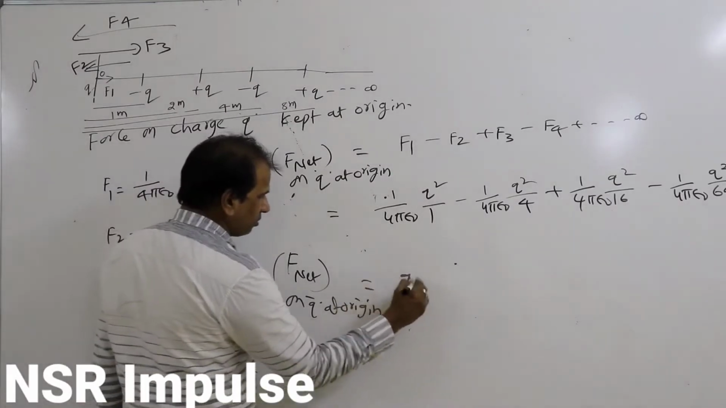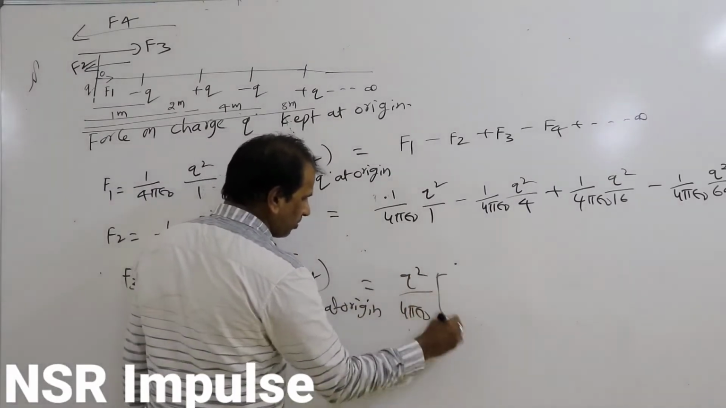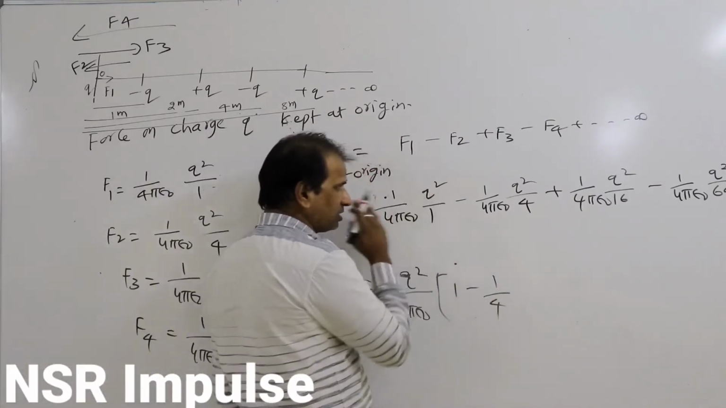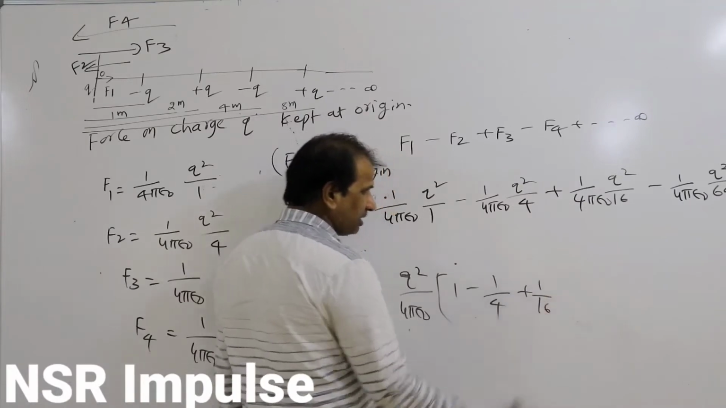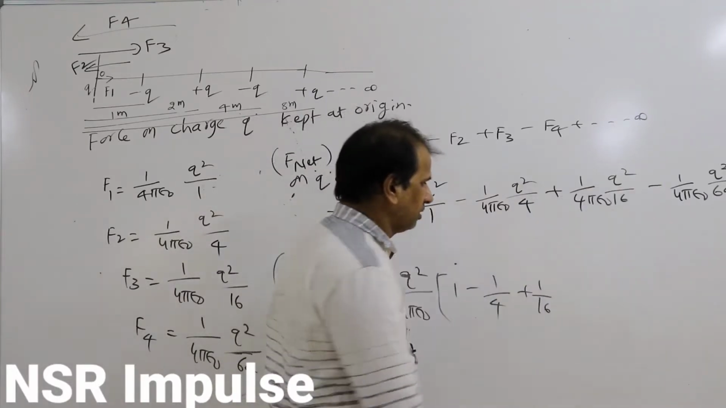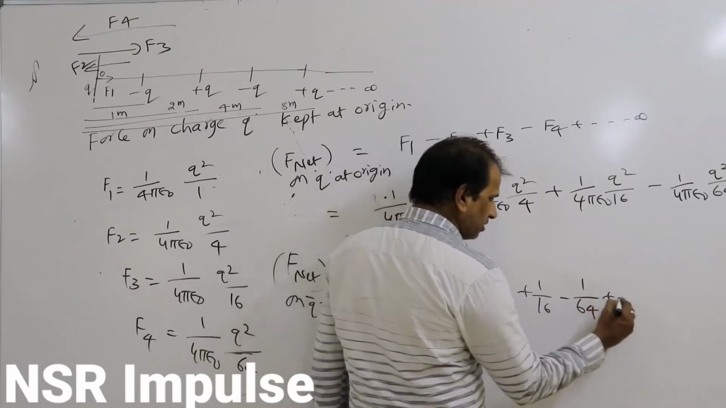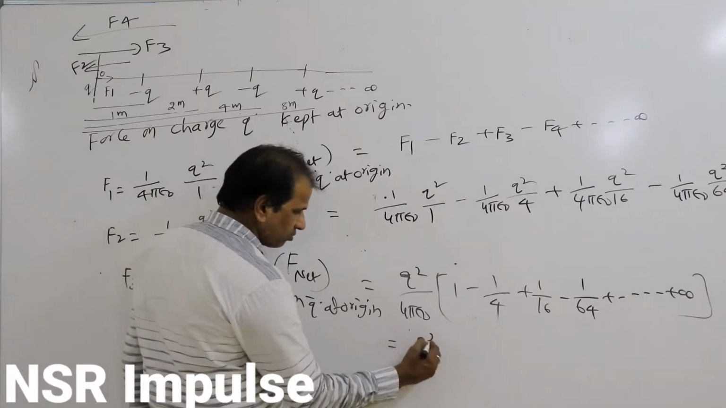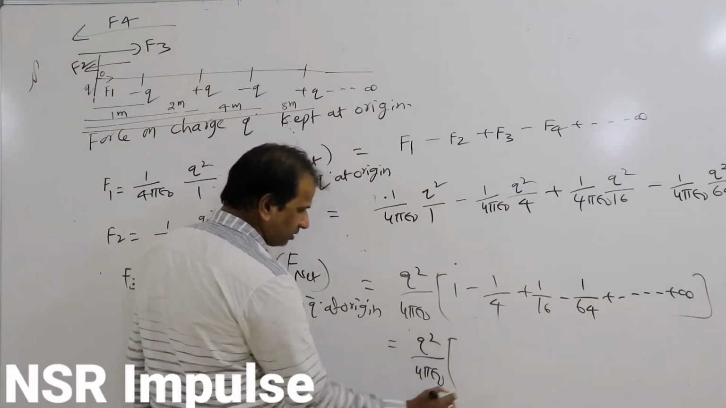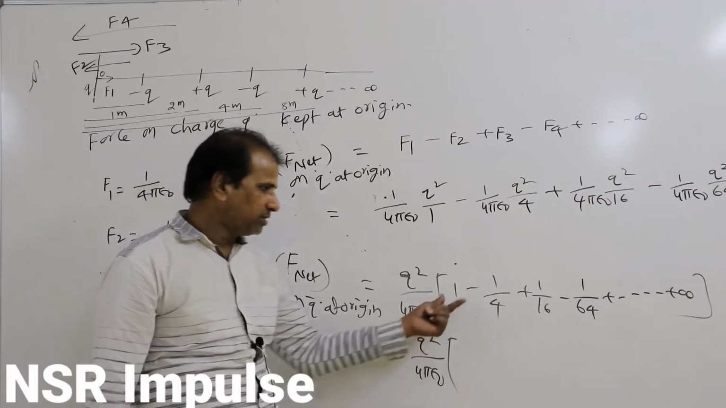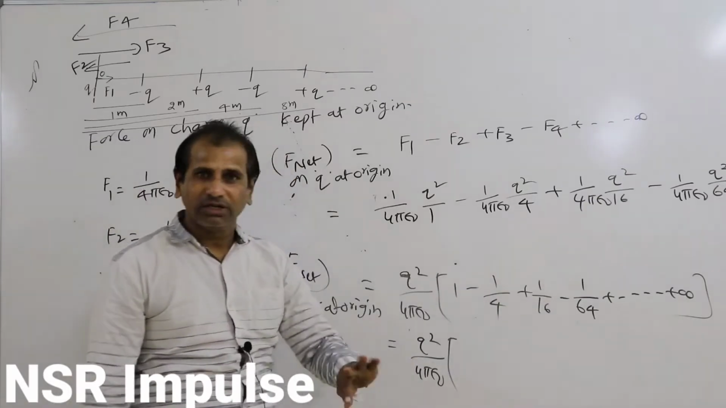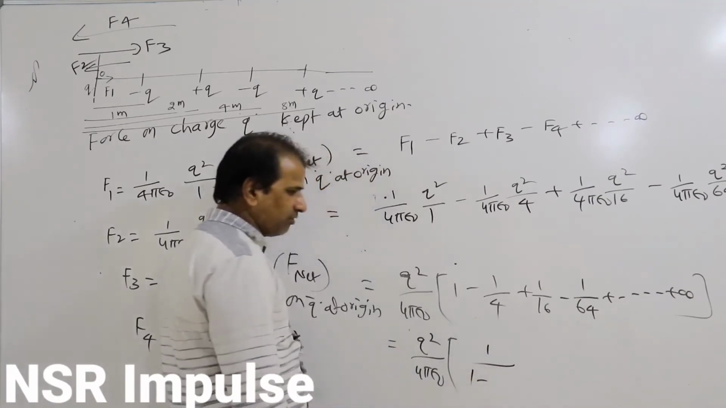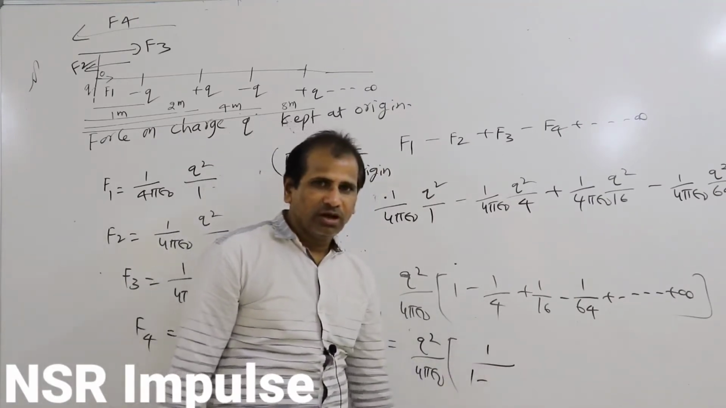at origin is equal to Q square by 4 pi epsilon naught, 1 minus 1 by 4, this is taken common, plus 1 by 16, minus 1 by 64 plus infinity. Q square by 4 pi epsilon naught, this can be written as an infinite geometric progression summation, a by 1 minus r.